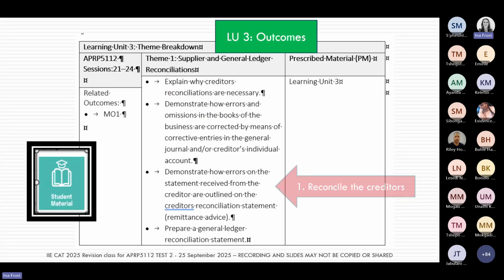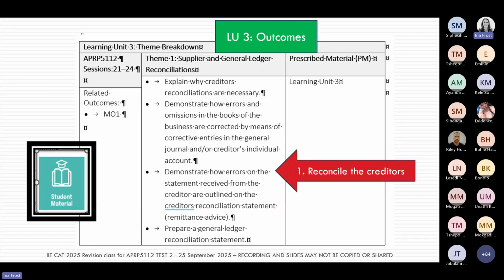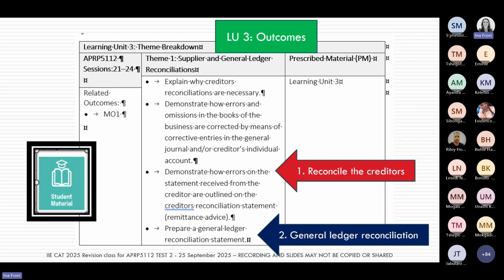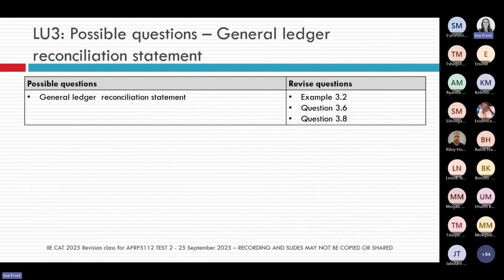Okay, so as we said in this Learning Unit 3 then, yes, you have to know how to reconcile your creditors, but there's also a second part in this learning unit, and that's the so-called general ledger reconciliation. So there's two different things that you need to be able to do out of Learning Unit number 3. And the questions that specifically deal with the general ledger reconciliation statement, that's questions 3.6 and 3.8 in your textbook. And then there's also example 3.2. So for this one, you'll definitely want to also practice the example because there's only 2 textbook questions that you can practice on this particular topic.